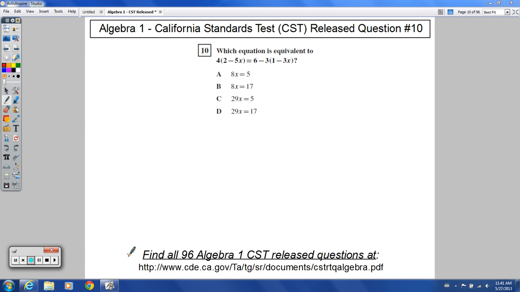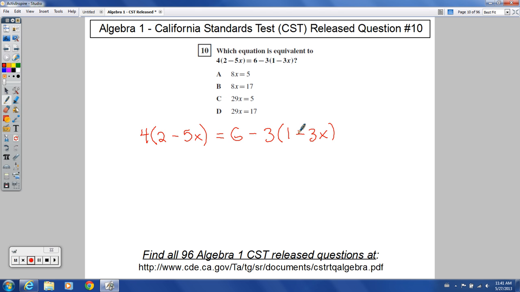Hey, welcome to Algebra 1 CST release question number 10. It says which equation is equivalent to, and we got this whole thing. I'm going to rewrite it down here so I can work with it. 4 times the quantity 2 minus 5x equals 6 minus 3 times the quantity 1 minus 3x.